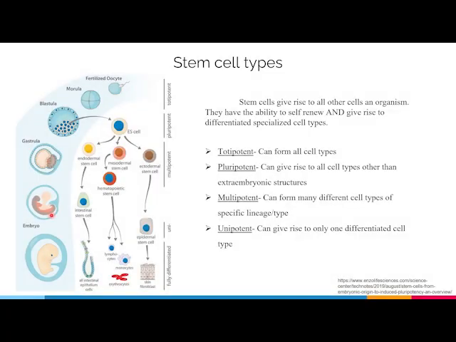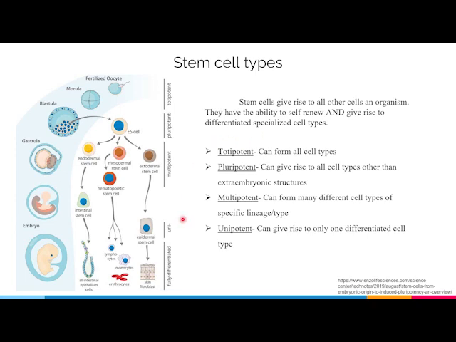So we'll go through this here. What exactly are stem cells? Stem cells are cells that give rise to all other cells in an organism. They have the ability to self-renew and differentiate into specialized cell types. So these two need to be there for a cell to be called a stem cell: self-renew, that is, form another stem cell, and differentiate into specialized cell types. This is what a stem cell is.